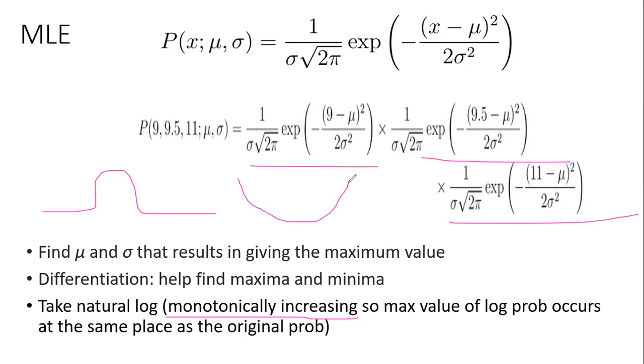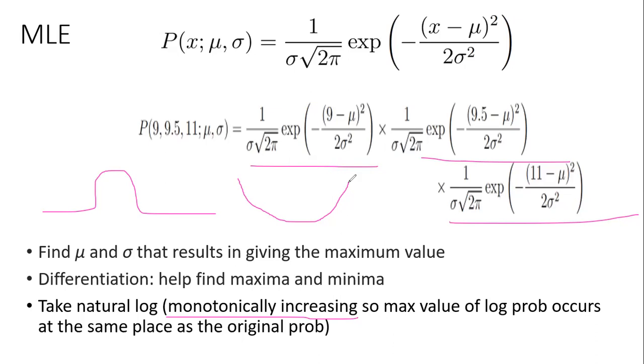So natural log is a monotonically increasing function, so that at that particular x value, if the probability is increasing in the original case, then for the natural log, the probability will also be increasing. So it is not going to disturb the probability. So that's why I do the log transformation. And this is why the log transformation is very famous in machine learning.